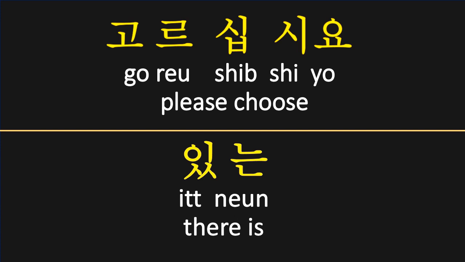Crucipsio means please choose. The question wants you to choose the answer. Itnan means there is. The question is telling you that there is a correct or wrong answer, best or most answer among the choices of answers.